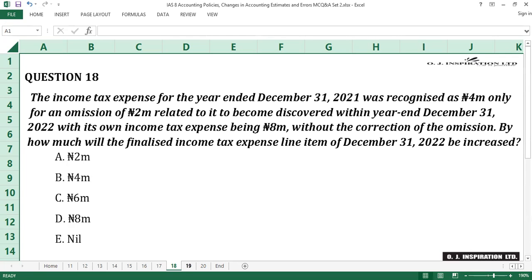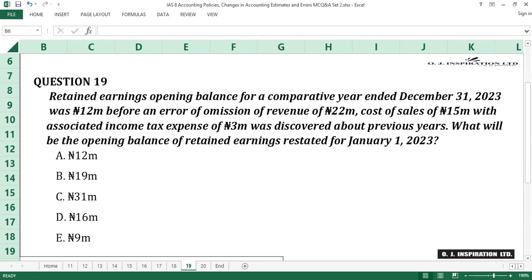Question number 19. Retained earnings opening balance for a comparative year ended December 31, 2023 was 12 million naira, before an error of omission of revenue of 22 million naira, cost of sales of 50 million naira, with associated income tax expense of 3 million naira was discovered about previous years. What will be the opening balance of retained earnings restated for January 1, 2023? A, 12 million naira. B, 19 million naira. C, 31 million naira. D, 16 million naira. E, 9 million naira. Time counts.